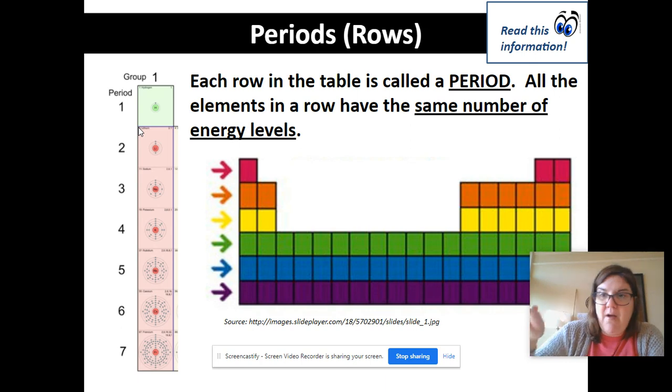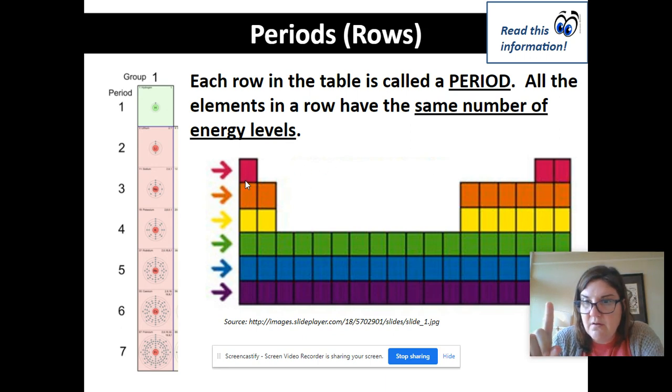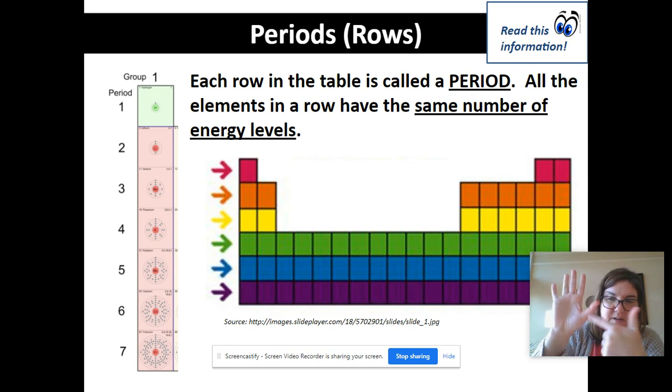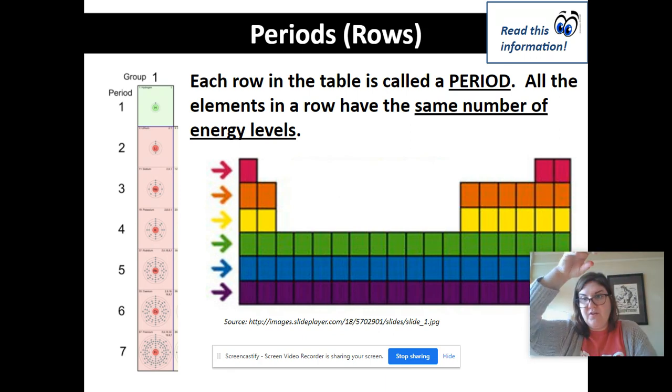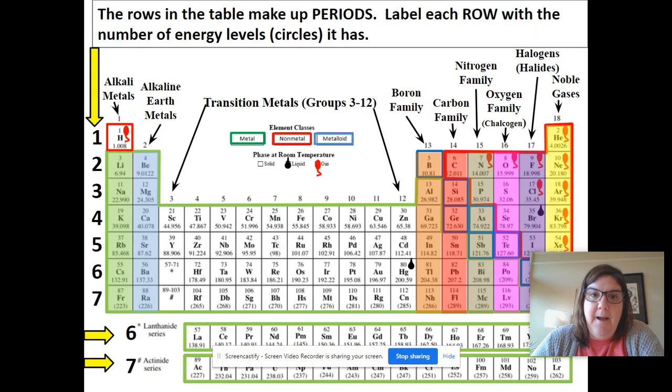So if I'm looking at my horizontal rows from the top to the bottom, this top period right here is only going to have 1 shell. Period 1, 1 shell. Period 2, 2 shells. Period 3, 3 shells. Period 4, 4 shells. Period 5, 5 shells. Period 6, period 7. So the further down on the table you go, the bigger the atomic structure is going to be.